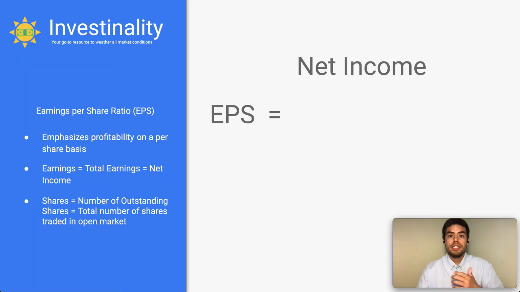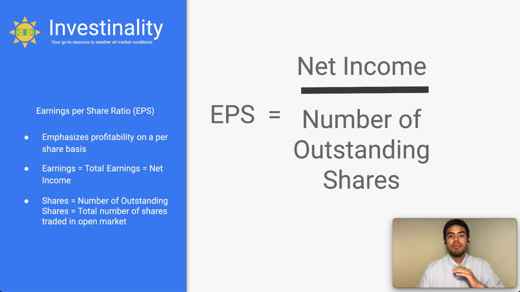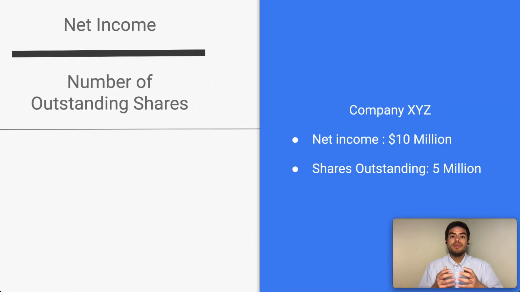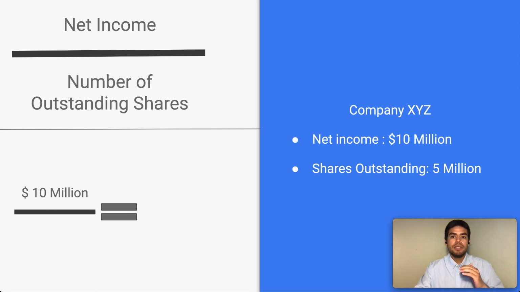Great, now let's walk through the calculation of the EPS. The EPS is equal to a company's net income divided by the number of outstanding shares available to be traded in the open market. Now let's walk through some examples to clarify this concept. Imagine we have company XYZ. Company XYZ has a net income of $10 million and 5 million shares outstanding. Given our formula of net income divided by number of outstanding shares, company XYZ would have an EPS of $10 million divided by 5 million shares, which is equivalent to $2.